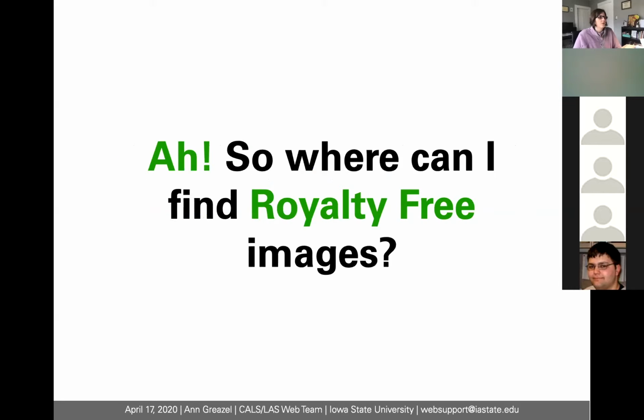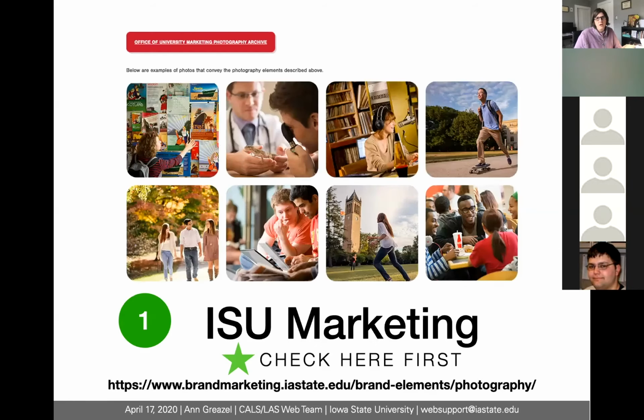Next. So where can you find them? Let's look at a few places that you can find them. I'm not going to go a deep dive, but I want you to know where they are. First of all, you can go to the ISU marketing website, and this is the place that I would ask for you to check first. It's the best place to go to find Iowa State approved images.